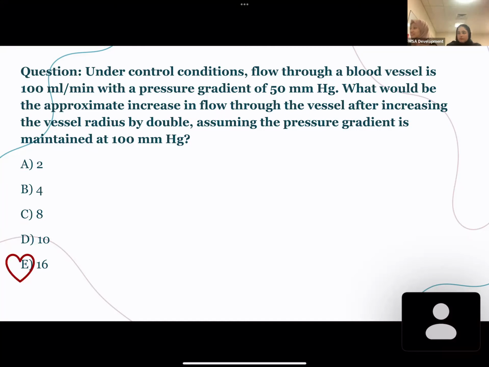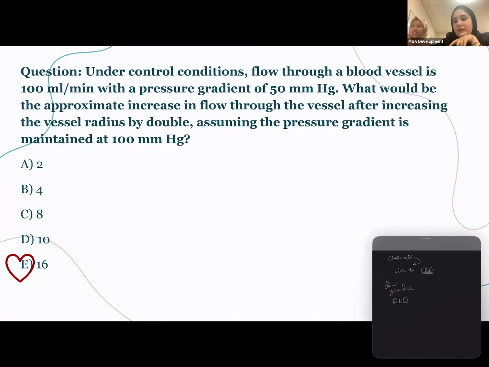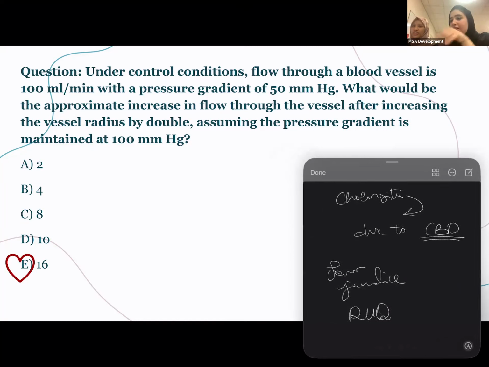So the answer is E. Whoever said E is right. Do you wanna type it out or give them the notes? Can you see the notes? Yeah, they do. Okay.